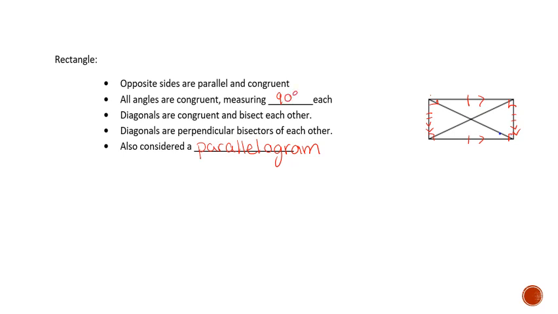Diagonals are congruent and they bisect each other. So bisecting. And they are not perpendicular bisectors. Cross that out. That was a mistake. All right, so all you need to know is that they bisect each other.